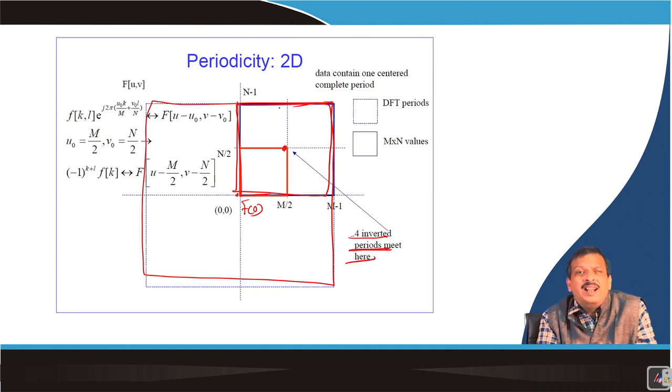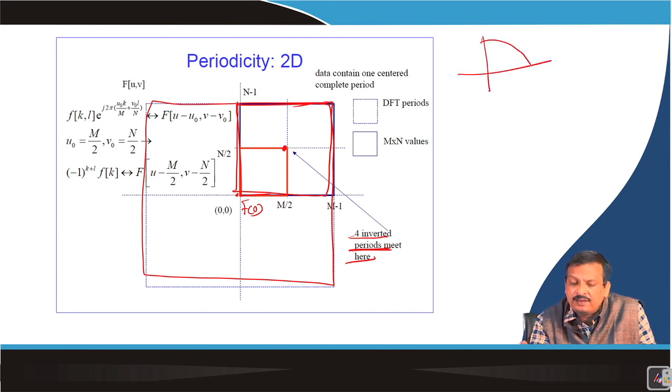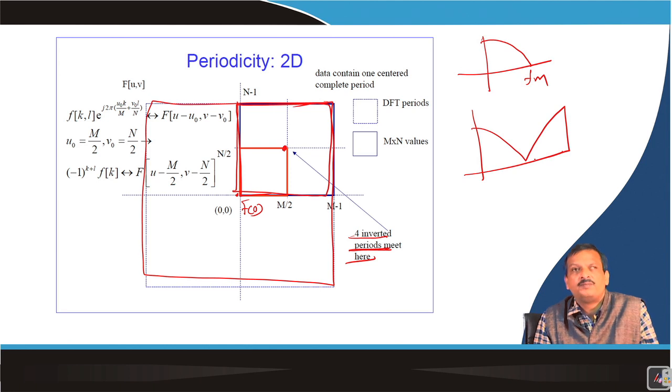So, why is it coming? Think about it: if you have a baseband signal, like this is my FM baseband signal, and you take the DFT, you get this. Okay? The DFT is symmetric at the N by 2 point.